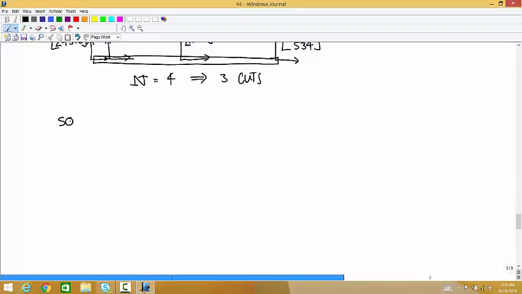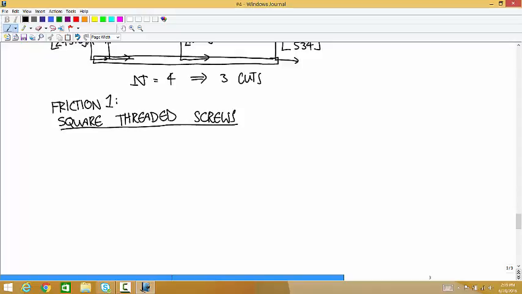So we're starting with square threaded screws. Who remembers what the other things we're going to do with friction are? Belt friction. Belt, and then 2 kinds of bearings. Yep. So this is the first one. Friction 1.